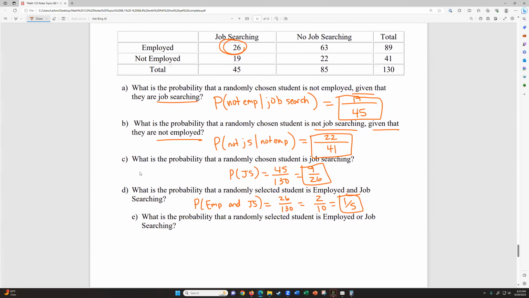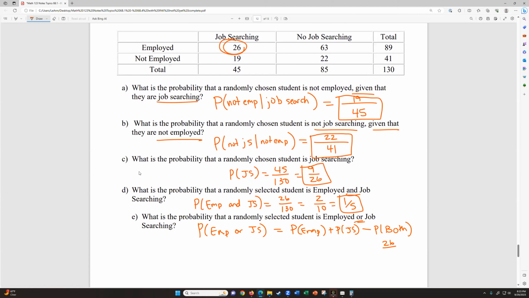And then what is the probability that a randomly selected student is employed or job searching? So we're going to have to do the formula with the overlap. So probability of employed plus probability that they're job searching minus the probability that they're doing both. Okay. So we already know employed and job searching. We just did that one.